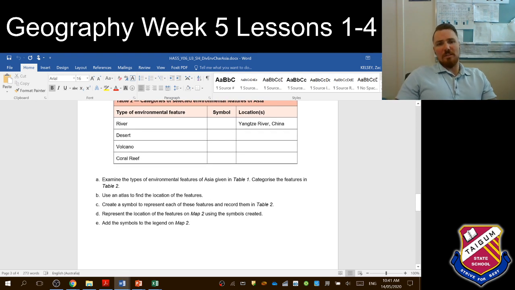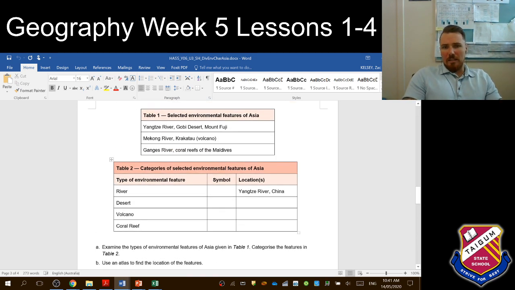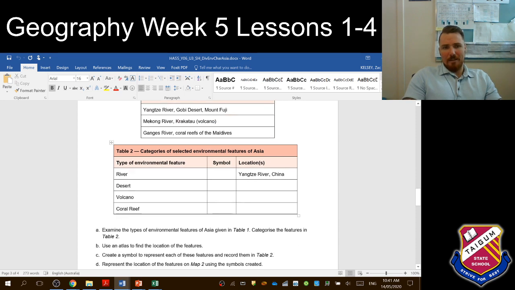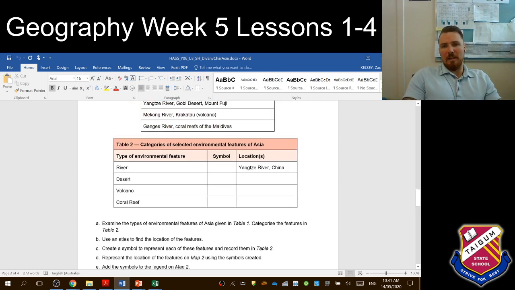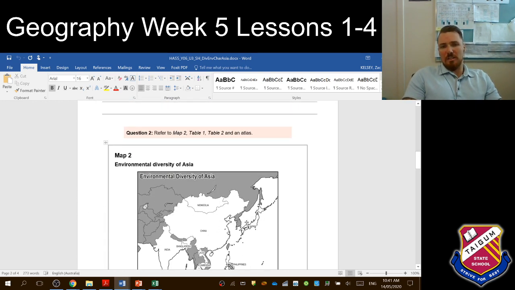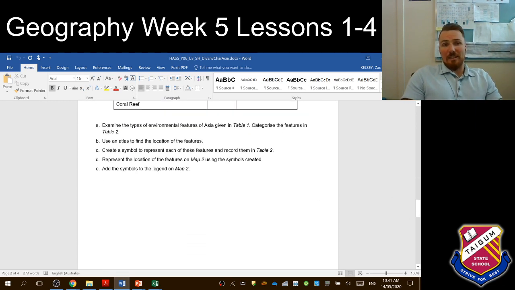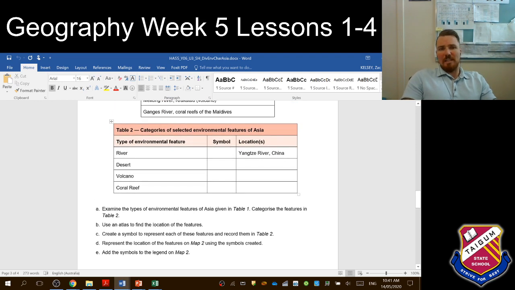A says, examine the types of environmental features given in Table 1 and categorise them. So we're putting these ones into the right category of what they are. Use an atlas to find the location. So that's where our Google map will help out. The location is not on this map. You're going to add that in a second. Create a symbol to represent each of the features.